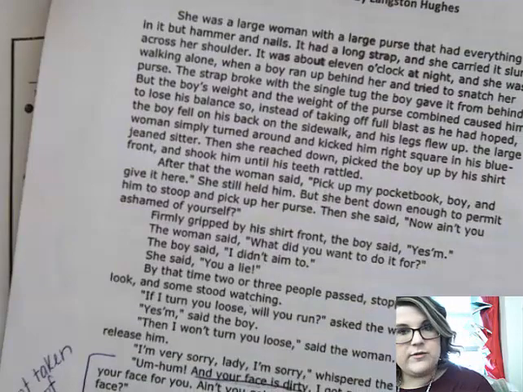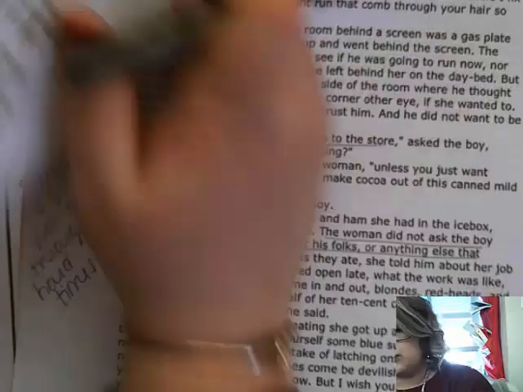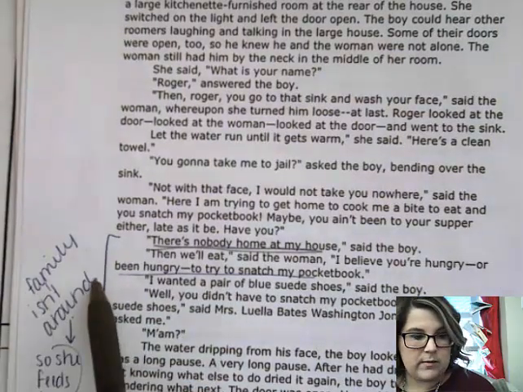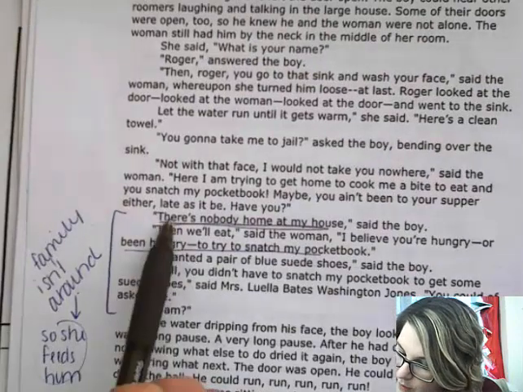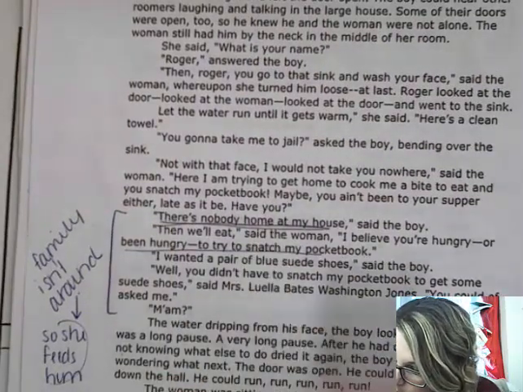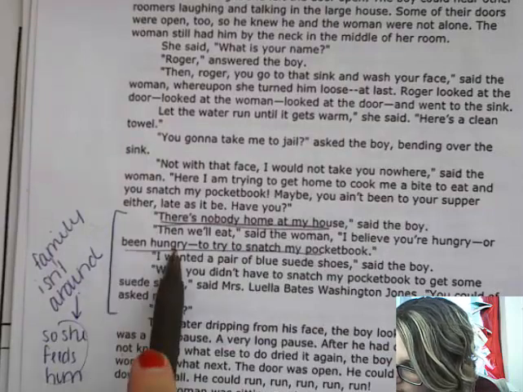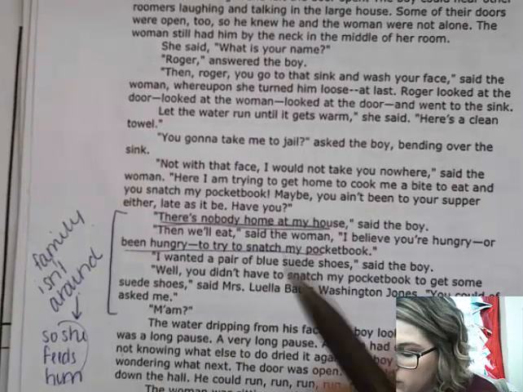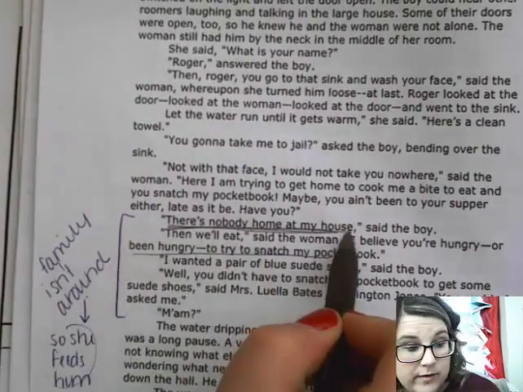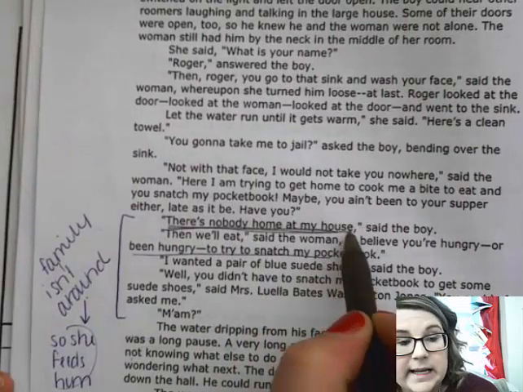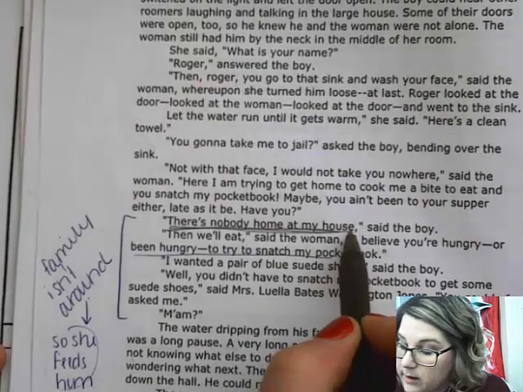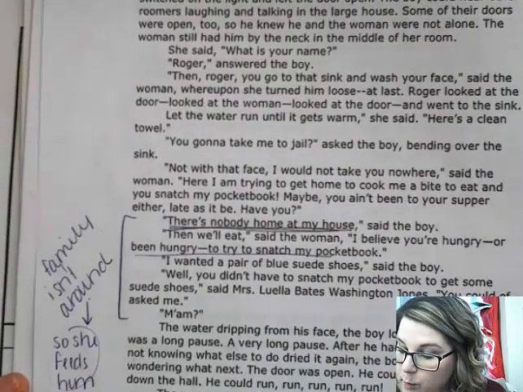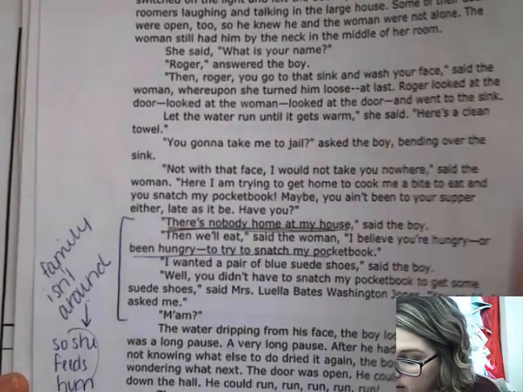If we remember in my story, I had been doing some underlining and some note-taking. Over here on page 44, I had a section that says his family isn't around. So I've got, "there's nobody home at my house," that the boy must have been hungry, tried to snatch my pocketbook, I wanted a pair of blue suede shoes. So far, the quote that stands out to me is "there's nobody home at my house," because that's him literally saying that he's home alone, that there's nobody there. So I'm going to go ahead and copy this one down. So let me copy this one down.